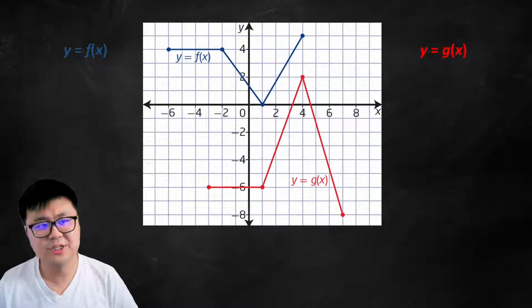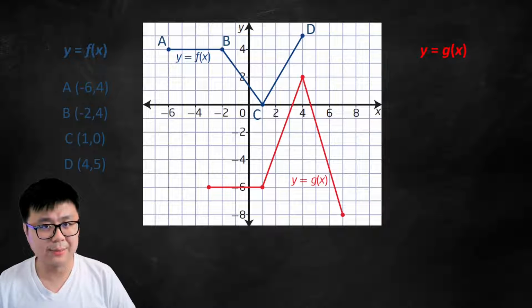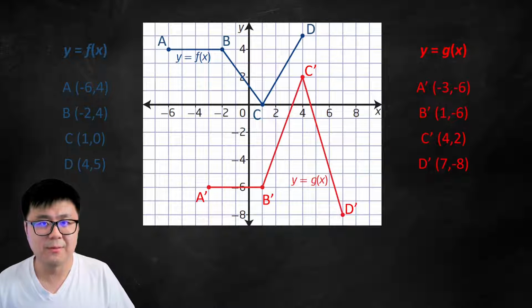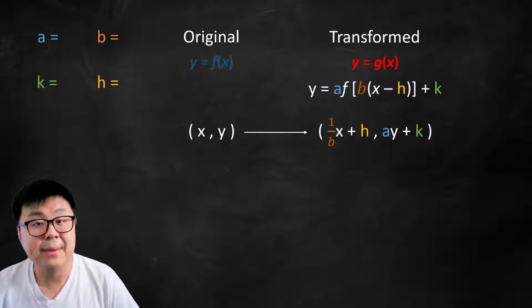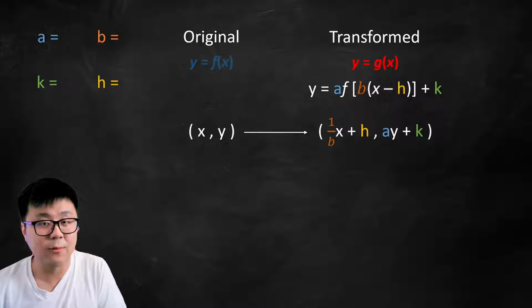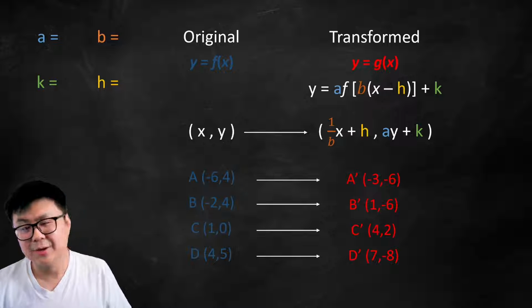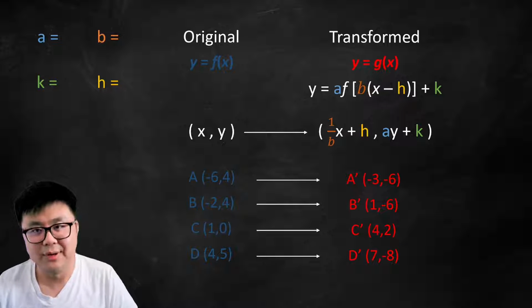For my original function f of x, I can have these points labeled here, and their corresponding points would all have primes, and they're listed on the right. Again, we need to use mapping notation to work backwards and figure out what my a, b, h, k are. So I know my original points are here, and I know somehow they became the new points on the right.